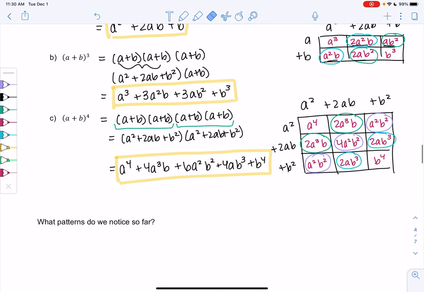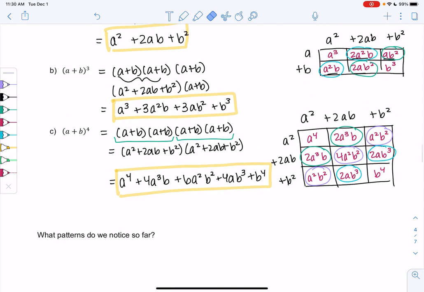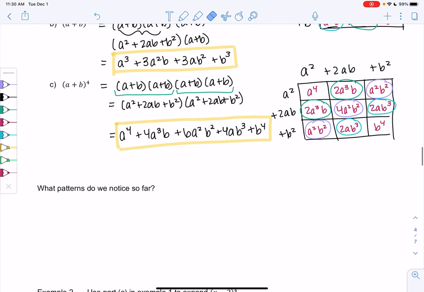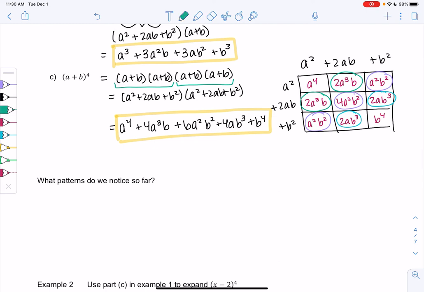So do you notice any patterns? If you have a chance to pause the video, pause and just see what you notice and take some notes. I might notice some things and you might notice different things. But I'll point out what I notice. I notice the powers for a are decreasing by 1.